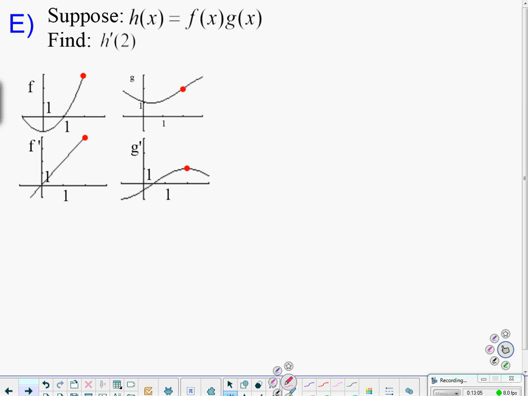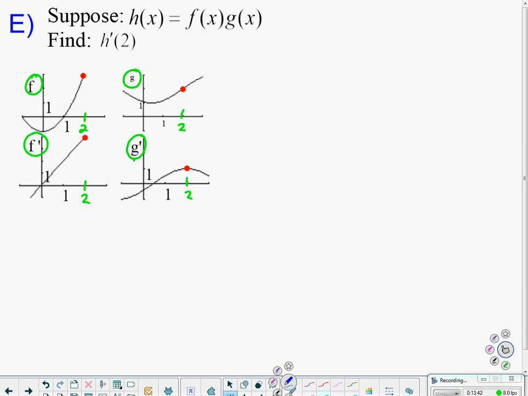All right, here's another one. This one says, suppose the same thing. H of X is equal to F times G. Find H prime of 2. Well, what's so different about this? Well, the only thing different is the way that the data is presented. Maybe circle these, you guys. If you have a highlighter, even highlight them. Notice the pieces of information we are given. I'm given F, G, F prime, and G prime. All evaluated at 2, because notice where our red dot here is, all located at 2.